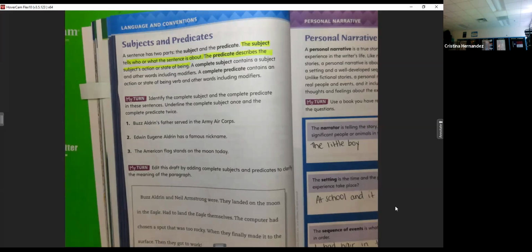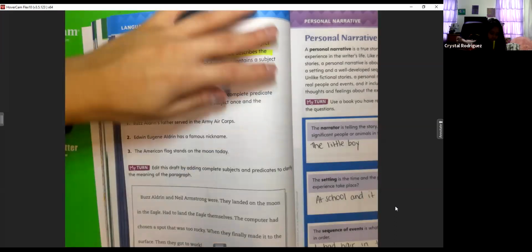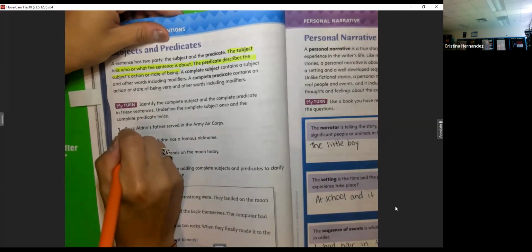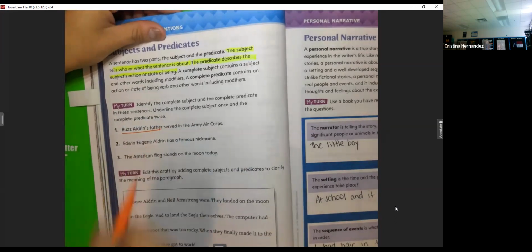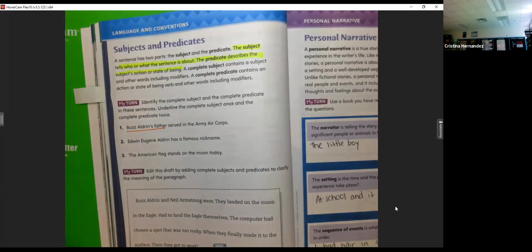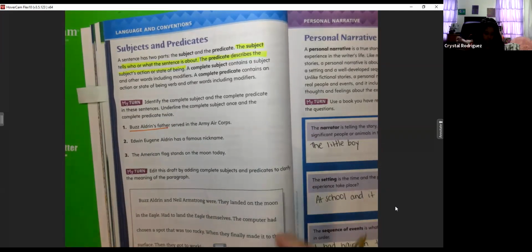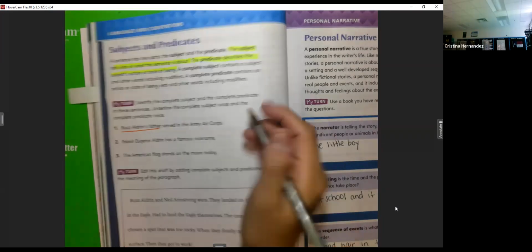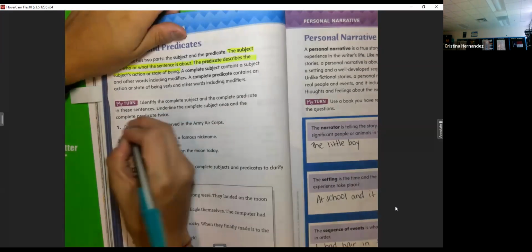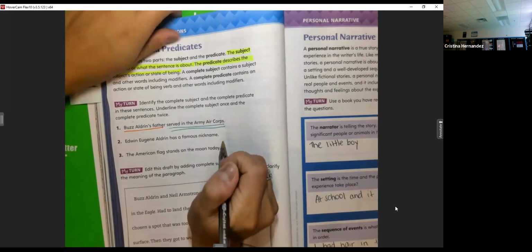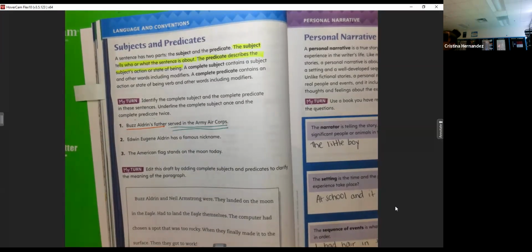Buzz Aldrin's father served in the army. What is our subject? Who is the sentence about? Buzz Aldrin's father, yes. You underline it once. And then what is the predicate? The complete predicate. Because we're looking for the complete predicate, you would have to include served in the Army Air Corps. So it's going to be all of that. That's the complete predicate. You underline it twice.